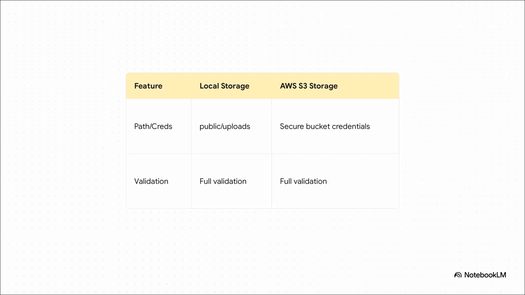For smaller setups, you can just use local storage under your public uploads directory, utilizing secure download links to protect the assets. But what if you're an enterprise needing massive, scalable cloud integration? Well, you can route everything directly to AWS S3 storage using secure bucket credentials. And no matter which one you choose, both methods feature uncompromising, full validation for MIME types, strict size limits, and extension integrity checks. It seamlessly scales from a small boutique digital agency all the way up to a massive enterprise processing thousands of securely validated attachments a day.